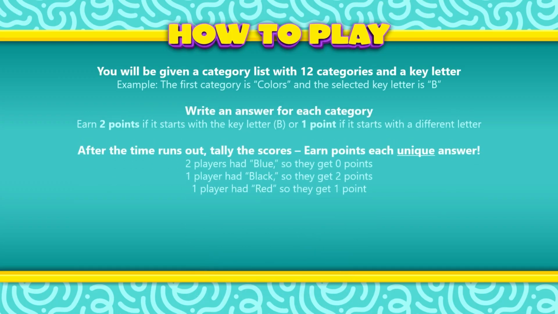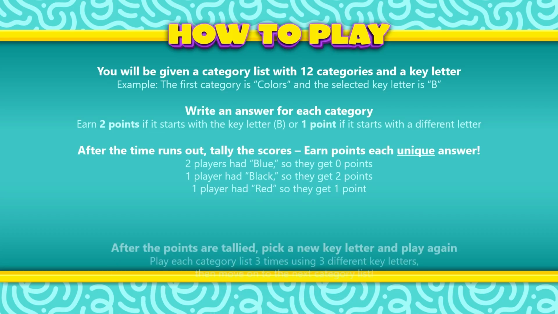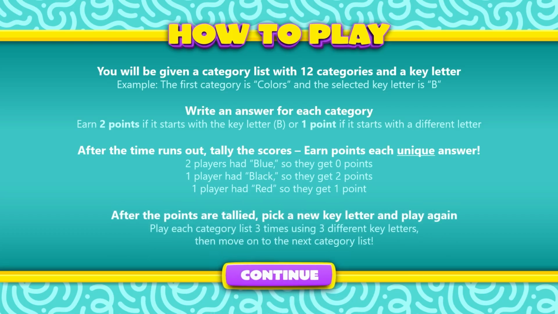You will be given a list of 12 different categories along with a key letter. Players will try to come up with answers for each category. They will earn 2 points for answers that start with the key letter, or 1 point for answers that start with a different letter. So for example, if the first category is colors and the key letter is B, then you might write down blue. Try to write answers for as many of the 12 categories as possible before the time runs out.